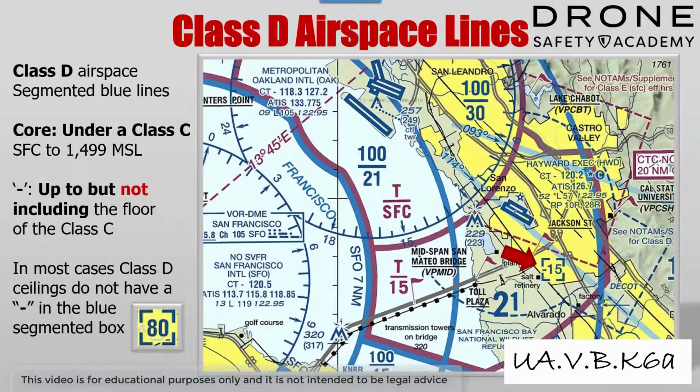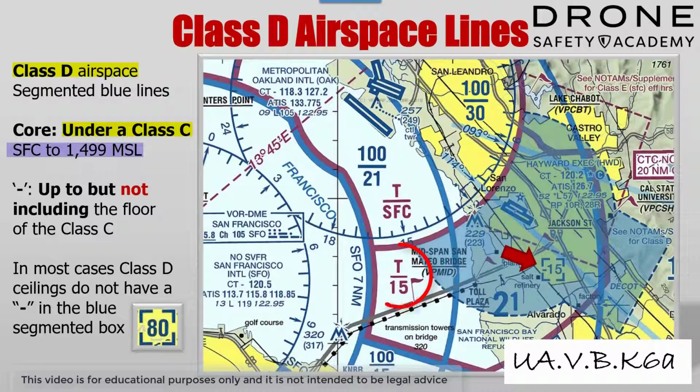Next up is the Class D airspace, which is depicted by segmented blue lines. In this Class D airspace, we can see that it starts at the surface and extends up to 1,499 feet MSL, directly underneath the Class C tier.